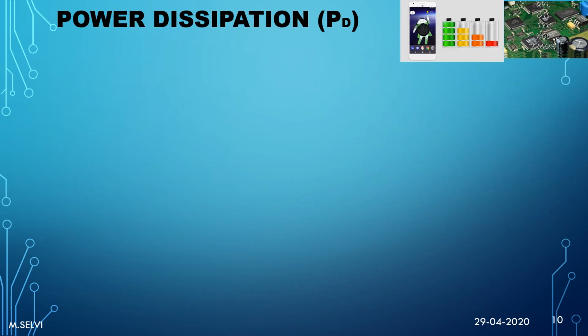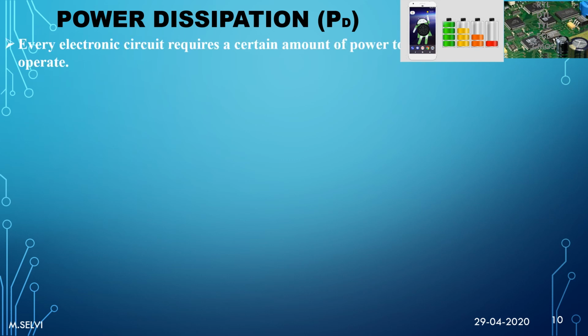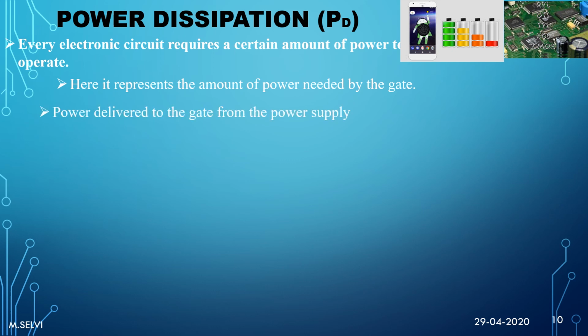The next parameter is power dissipation. Every electronic circuit requires a certain amount of power to operate properly. Here in these logic circuits, it represents the amount of power needed for the operation of a gate, or the power delivered to the gate from the power supply. Power dissipation is expressed in milliwatts because only milliamps of current flow to the gate at the input or output.